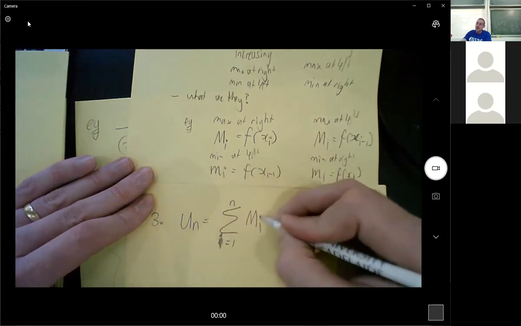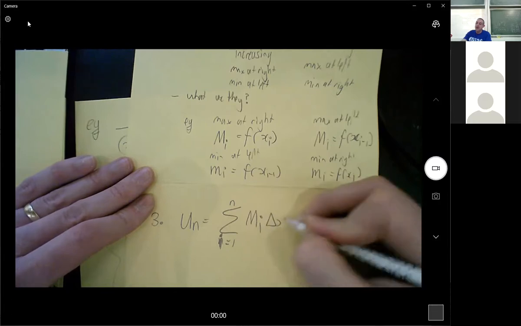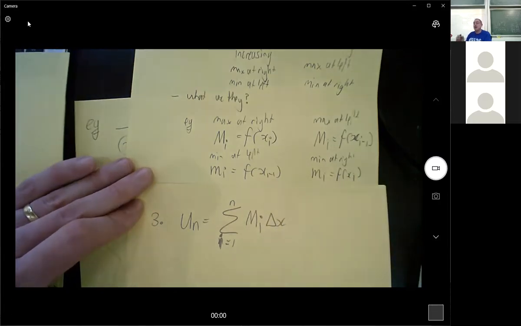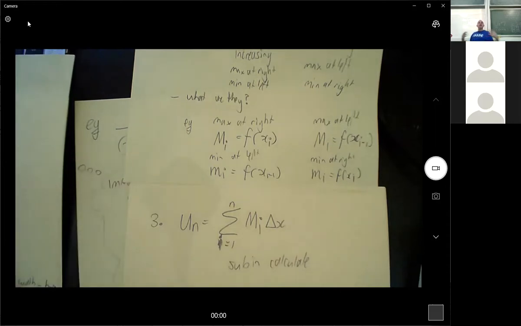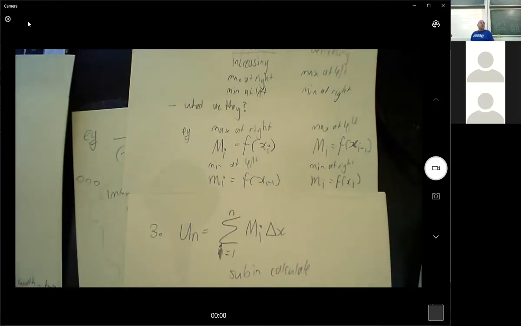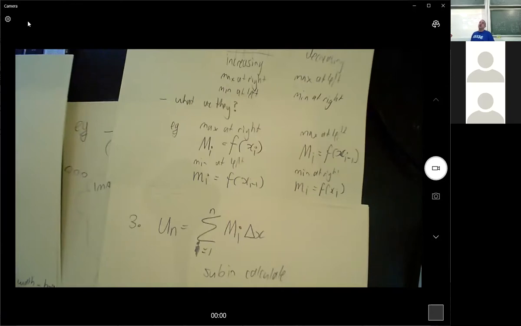So you do the capital Mi times the delta x. And that's a sum notation. You sub everything in and you calculate. If you know what n is, you don't have to use any sum notation stuff. Literally just figure them out and add them up. If you don't know what n is and you need a formula, you're going to have to use some sum notation formula stuff.